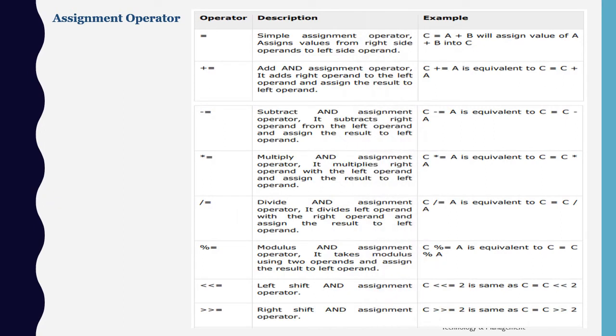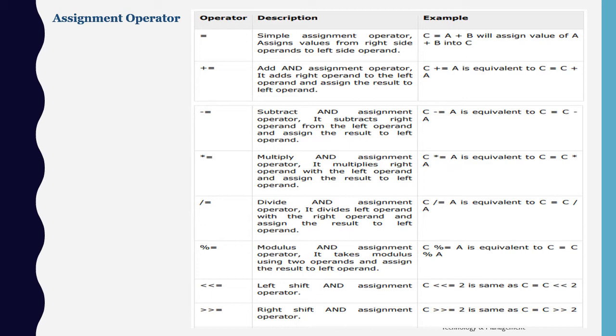Assignment operator. The assignment operator is used to assign some value to a variable. The first assignment operator is the equal to sign. It is a simple assignment operator. It assigns values from the right hand side operand to the left hand side operand. For example, c equals a plus b will assign the value of a plus b into c.